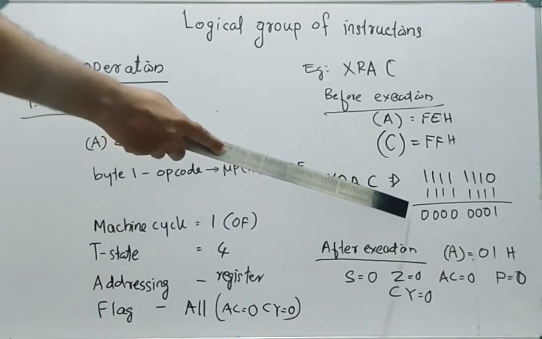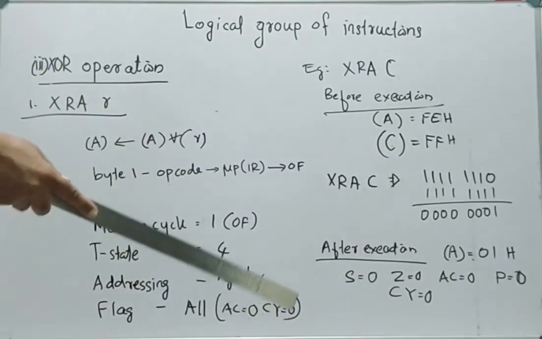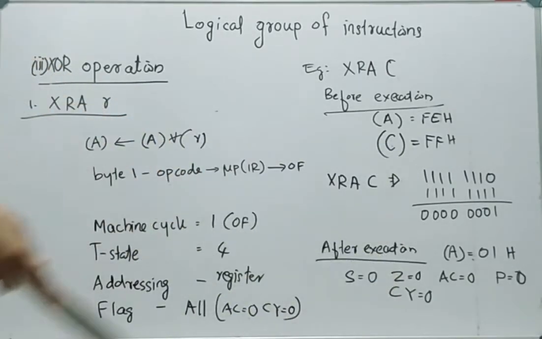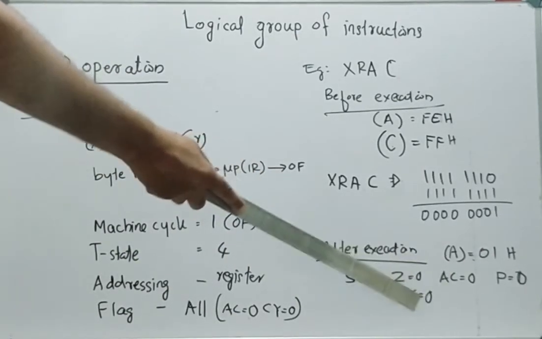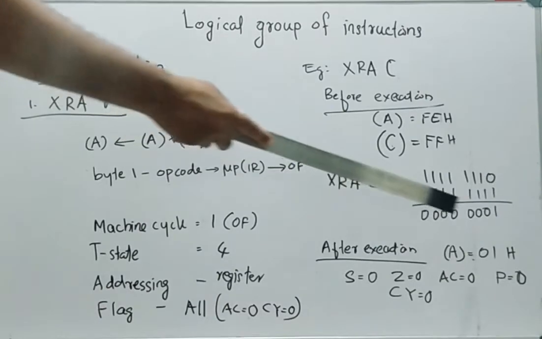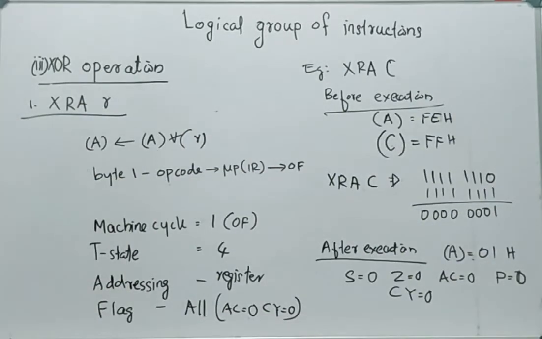As the MSB of the result is 0, the sign flag is 0. As the result is not 0, the zero flag is 0. Auxiliary carry and carry are already reset. As the number of 1s is 1, that is odd, the parity flag is 0.